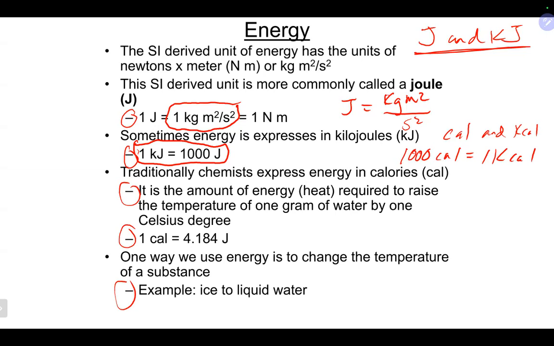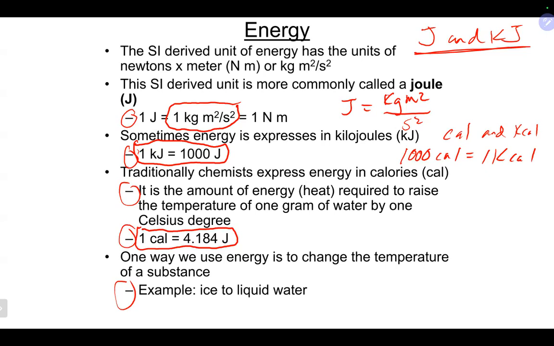A relationship between calories and joules, which is a really important number, is the one that we see there in the middle-ish. 1 calorie is equal to 4.184 joules. This is also what is known as the specific heat of water, which we will see later on in this chapter. So that relationship for sure you should know.